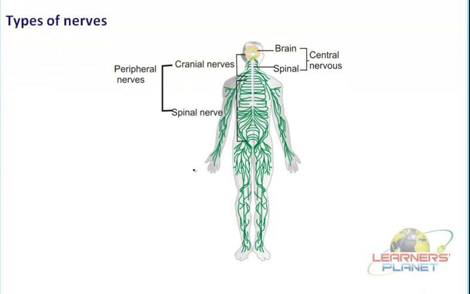So these nerves, as we had already said, may be associated with your brain or the head region, and the one which is associated with the head region is known as the cranial nerve. Those nerves which are associated with the spinal cord, you can see this inner line here in the center, this is the spinal cord. The nerves associated with the spinal cord are known as the spinal nerve.